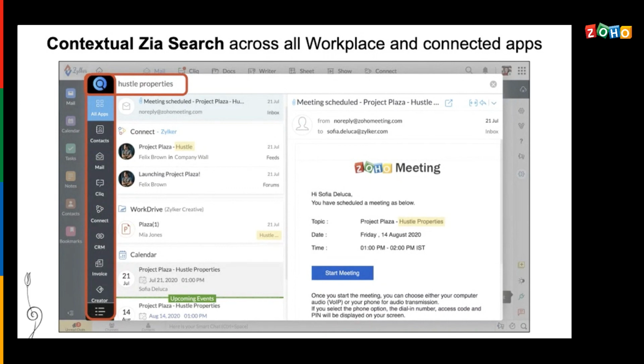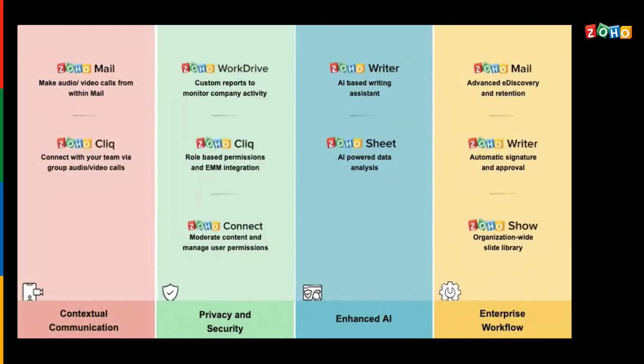So apart from all the basic functions that we just discussed here, there is a lot more that we do offer. With Workplace, we provide contextual communication supplemented with utmost privacy and security, coupled with enhanced AI capabilities, while catering to the needs of our enterprise users as well.